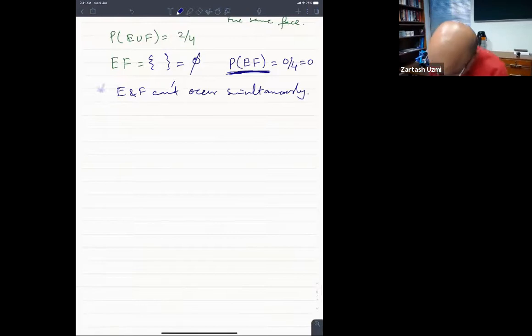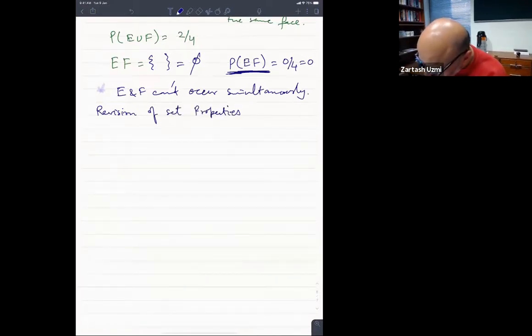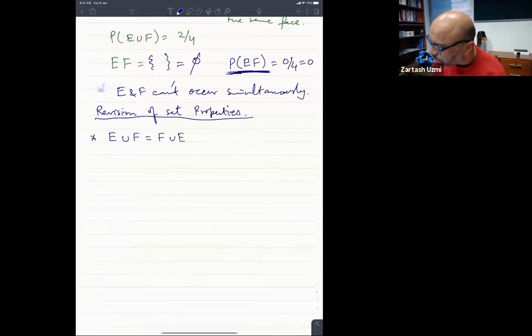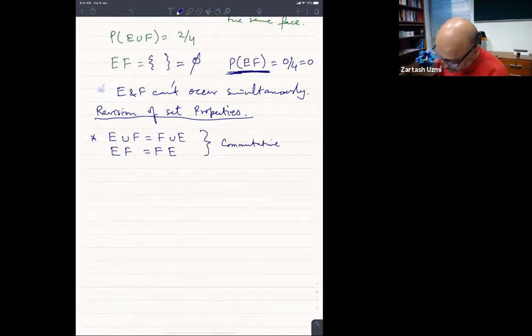Now, some revision of set properties. ये हमने कभी बचपन में देखी होंगी, शायद क्लास 5-6 से शुरू करवा देते हैं. One is if you have an event E and F, so E union F will be the same as F union E. ठीक है? और E intersection F would be the same as F intersection E. ठीक है? ये प्रॉपर्टी, इसको क्या कहते हैं? Commutative property. This is commutative property of sets. ठीक है? नहीं प्रूफ करेंगे, सेट थ्योरी में कहीं पे प्रूफ किया होगा.